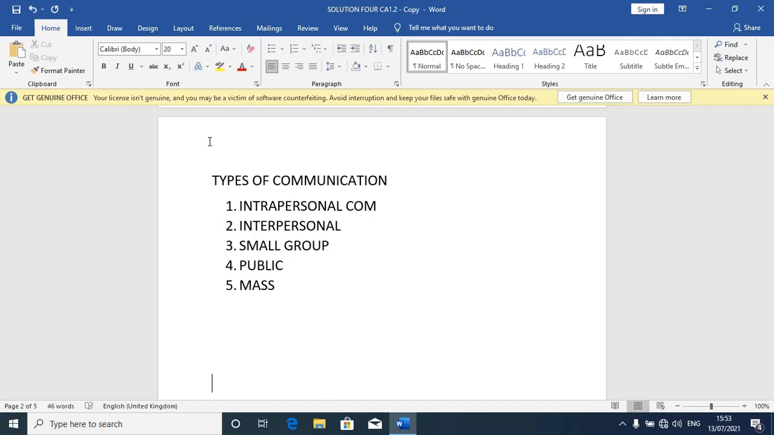Public communication is where one person is addressing a big crowd of people. That's called public communication. Between small group communication and public communication, the difference is simply the size of the audience. In small group communication, you have an individual communicating with a small group of people, and in public communication, you have an individual addressing a crowd of people. In mass communication, you have an individual addressing an unconfirmed audience. For example, when you're on radio, print media, or TV, you're communicating to a big crowd of people that is an unconfirmed audience. That's mass communication.